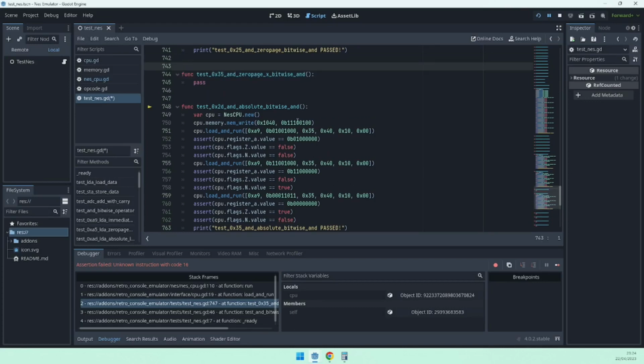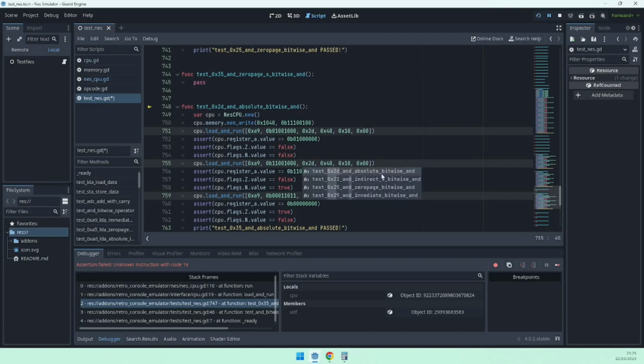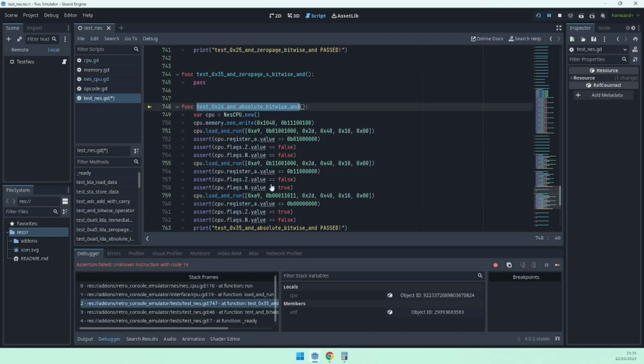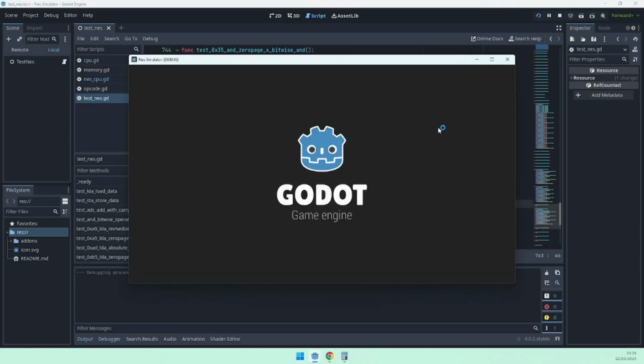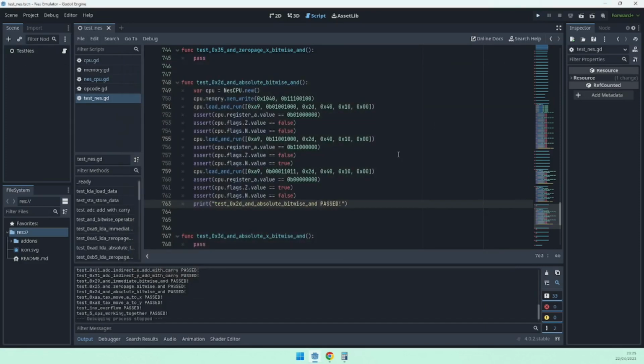Okay, so in here I am absolutely basically the 2D, so I will just change this by 2D for the absolute, and see if it passes. Okay, it does. That was dangerous.